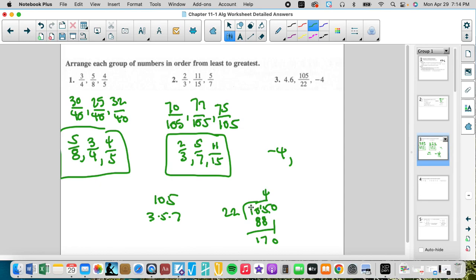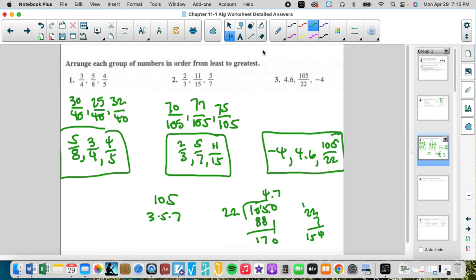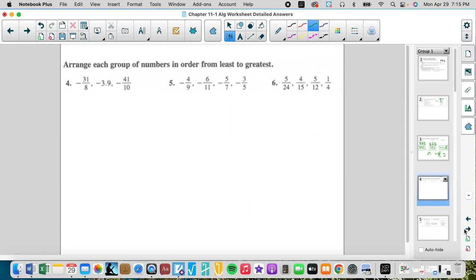And that is going to be, oh, that's going to be close. 7. 22 times 7 is 14. 14, 15. So it's going to be at least 7, if not 8. So we know that this fraction is going to be more. So we're going to write 4.6, and then we're going to write 105 over 22. So we don't even have to do it all out. We can use this as a very efficient way to figure it out.